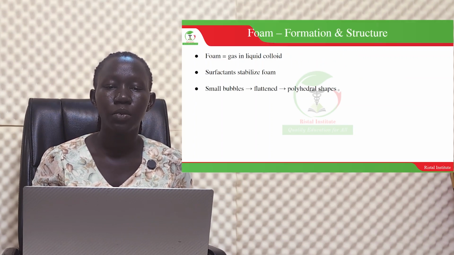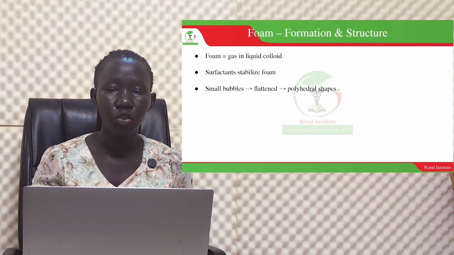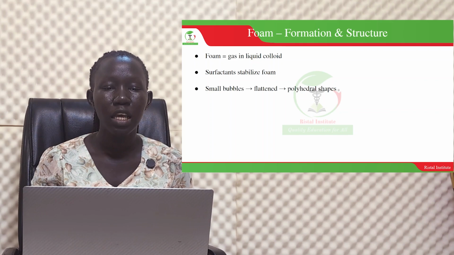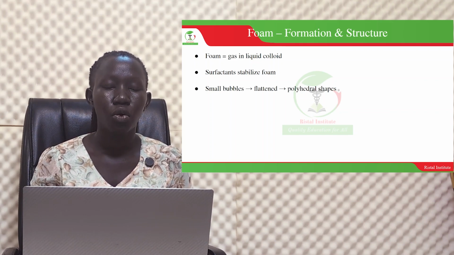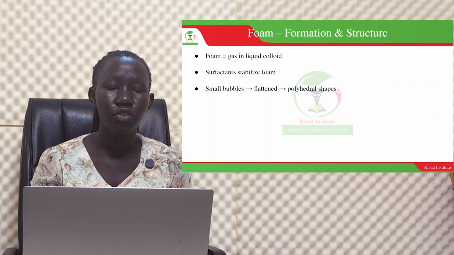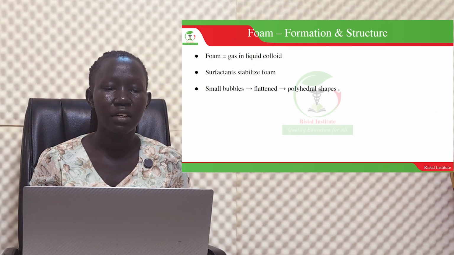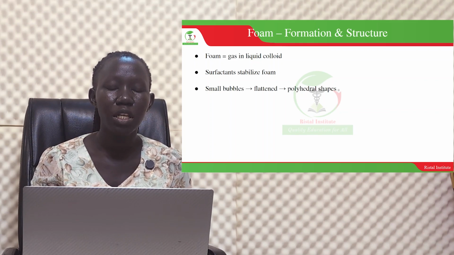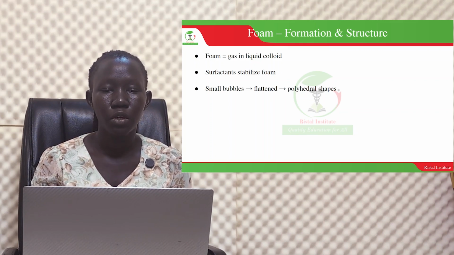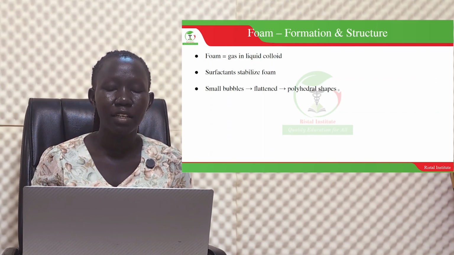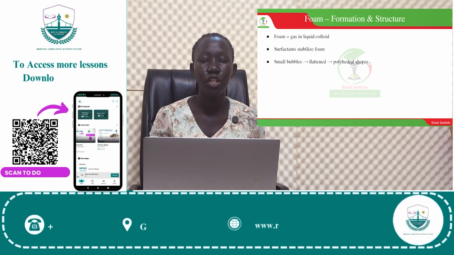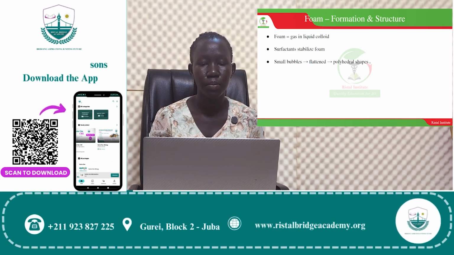Formation and structure of a foam. We say that a foam is a gas in a liquid colloid, and we have a substance that can be added into a foam to cause stability, and this is a surfactant. A surfactant causes the stability of a foam. Foam forms small bubbles that can flatten to form polyhedral shapes.